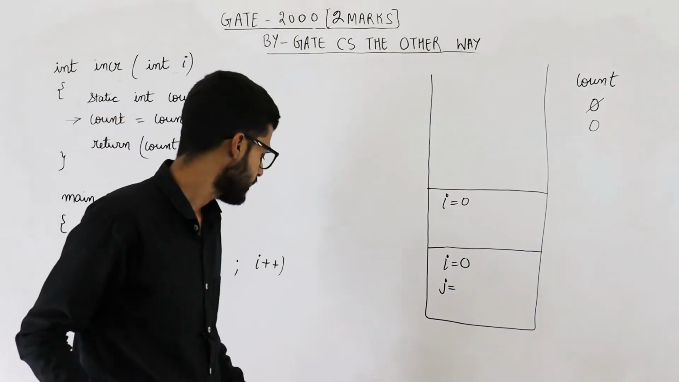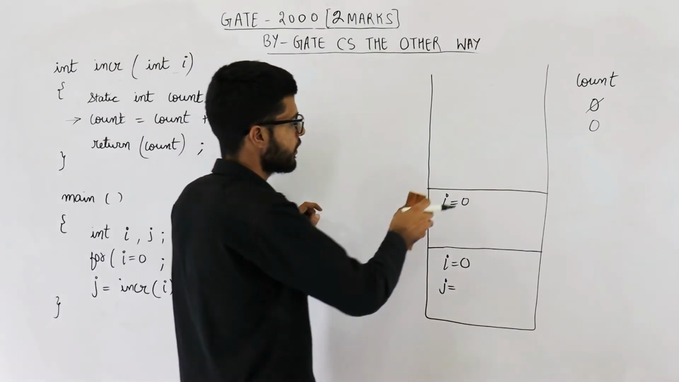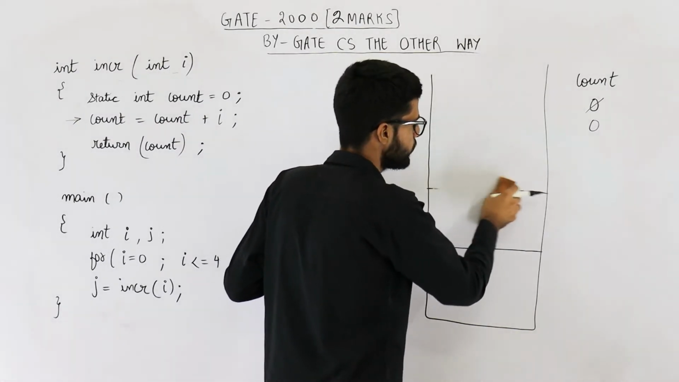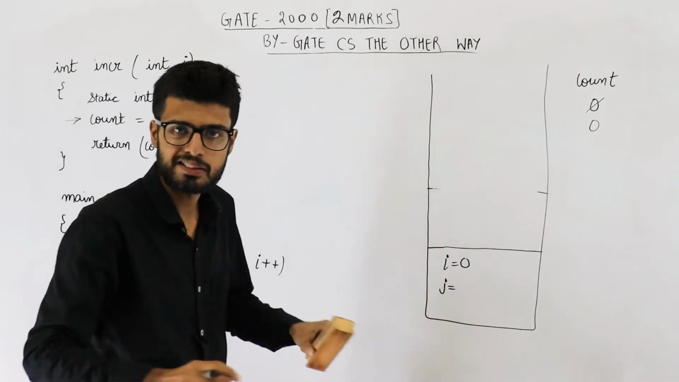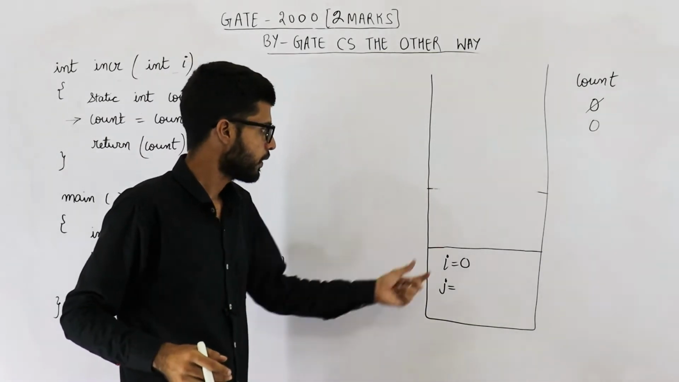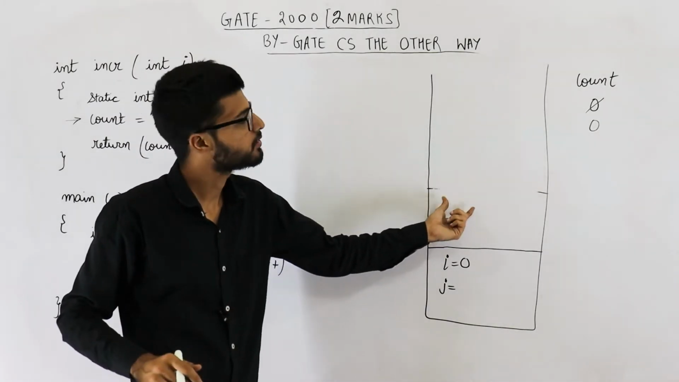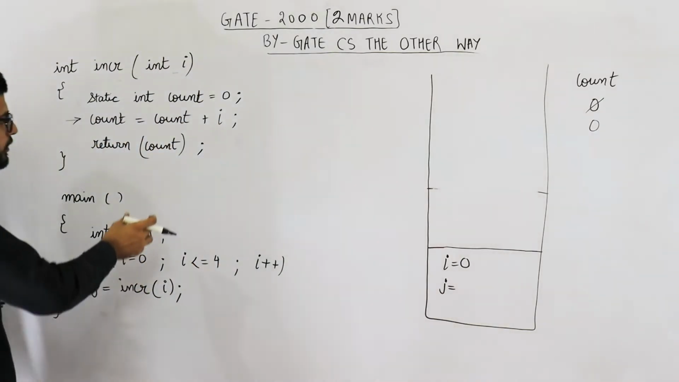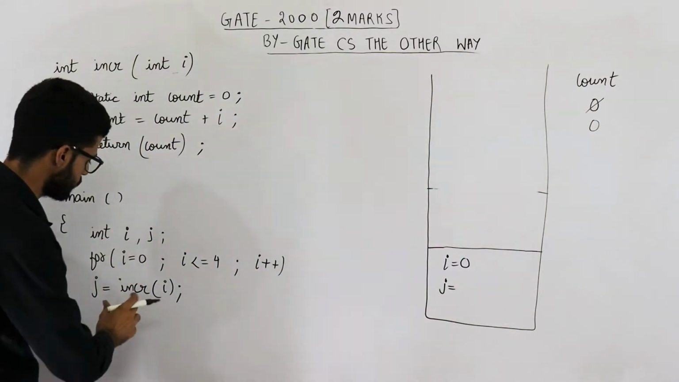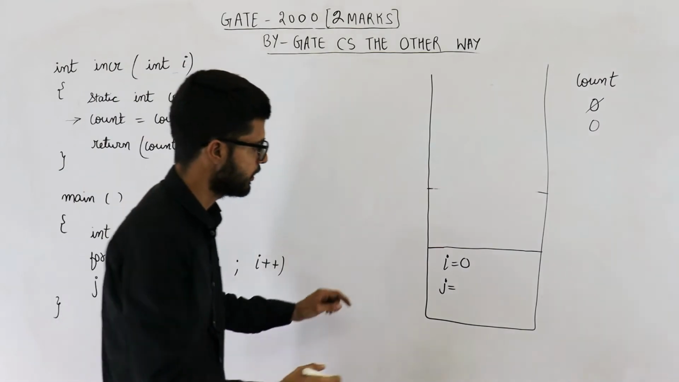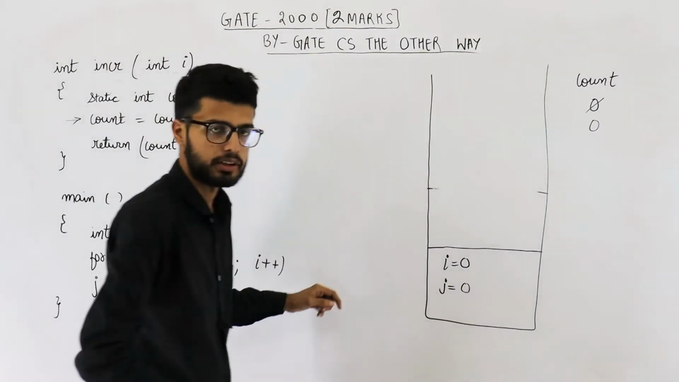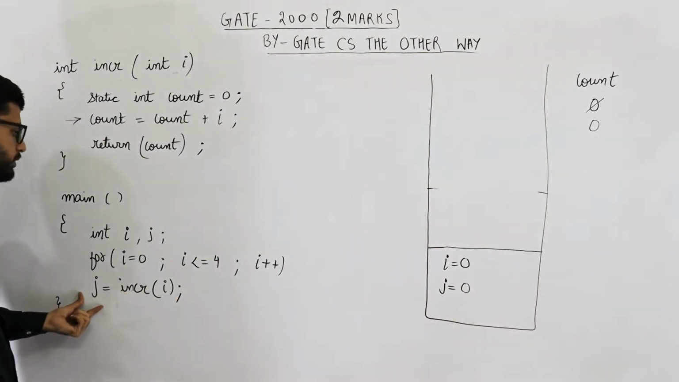Executing return means this activation record will be popped. So all of the local variables will be deleted. Now this variable i no longer exists. And what is returned? Count is returned, that was 0. So you will get 0. That means value 0 is assigned to j. So this 0 is assigned to j.